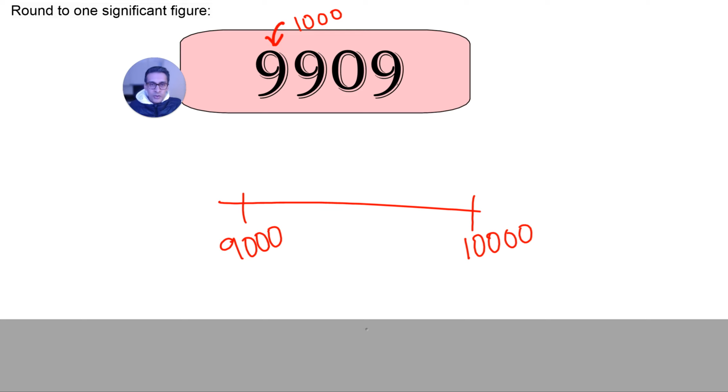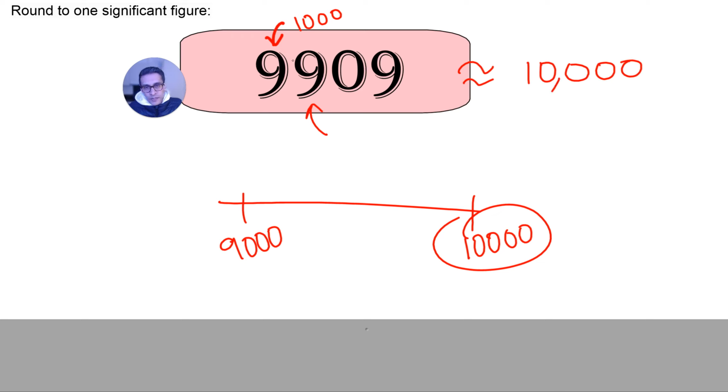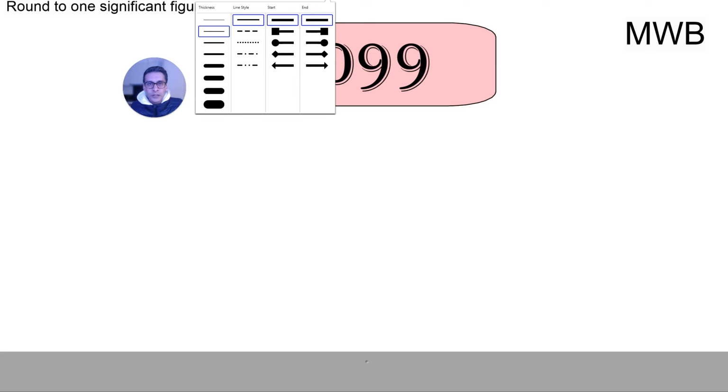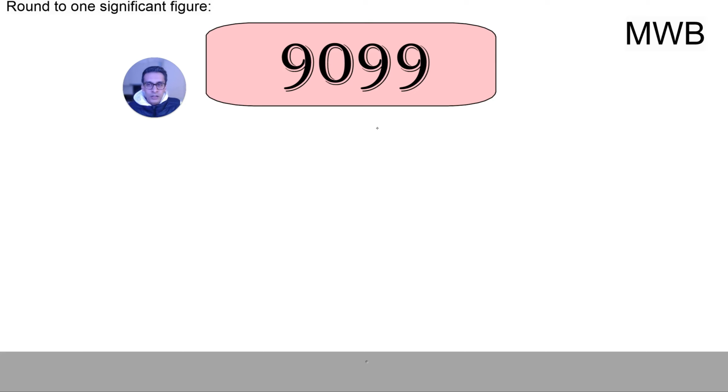Now 9,999, well, the decider is telling you to round up. So in this case, it's going to be 10,000. Remember, if the decider is 5, 6, 7, 8, or 9, then it means you're going to round up. Okay, next example. 9,099. Okay, here comes my answer in 3, 2, 1.